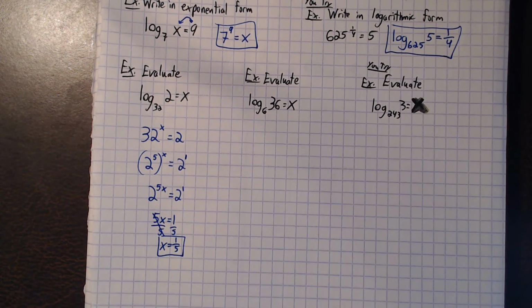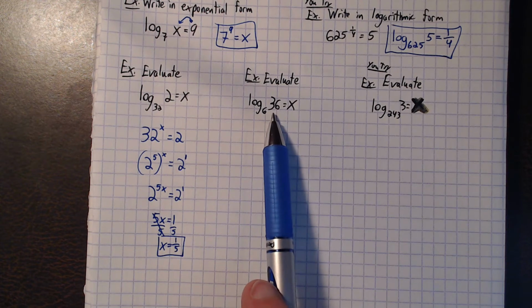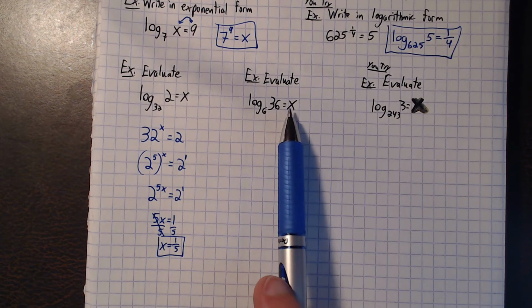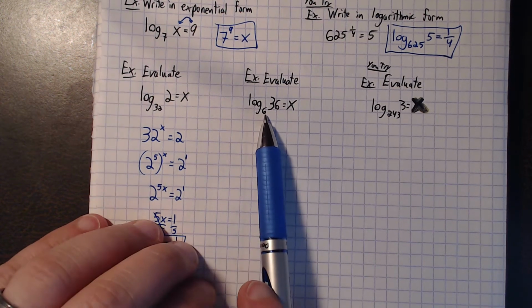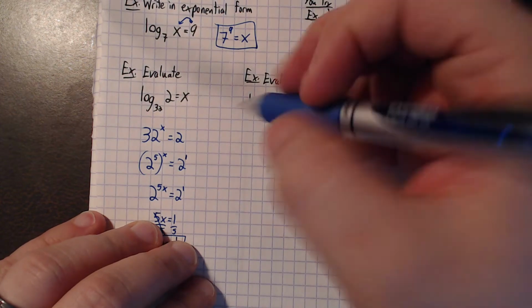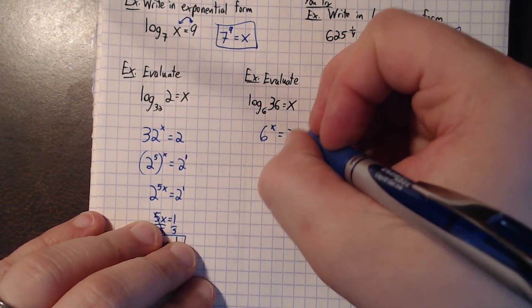Okay, we're going to try another one. Here they give us log base 6 of 36. We're going to make it equal to some number. That's what we're trying to figure out. We're going to change it into exponential form. So our base 6 to the power of x will be equal to 36.